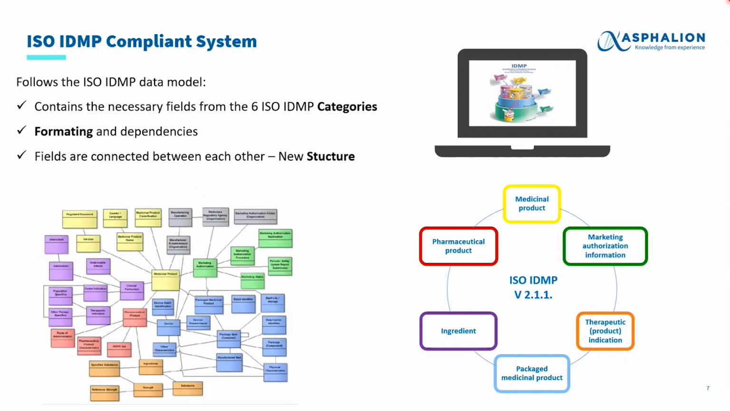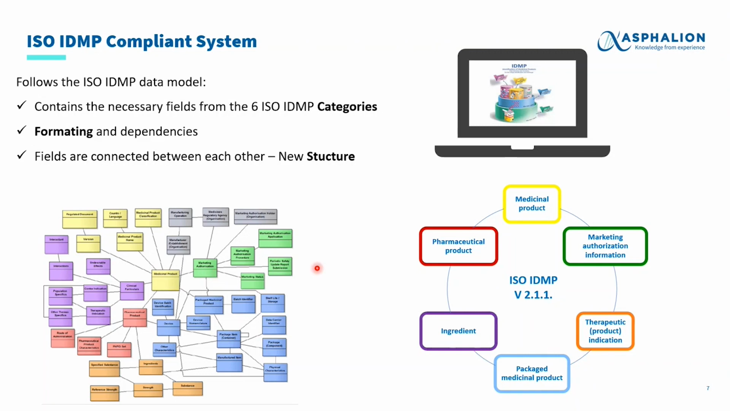In addition, to have a fully ISO IDMP compliant system, it's important that these fields are connected between each other, since with ISO IDMP a new data structure is coming. As you can see here in the picture, all of the little fields are connected between each other. This is great because it's not that we have information flying around in space. No, everything is connected and gives much more sense to the data.